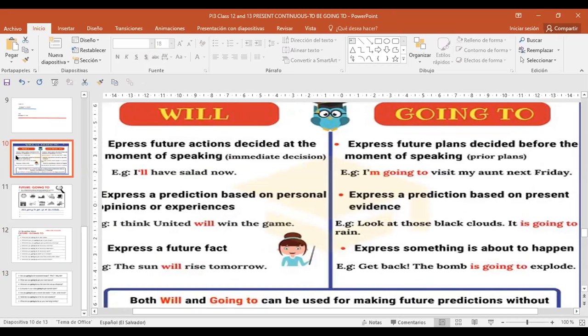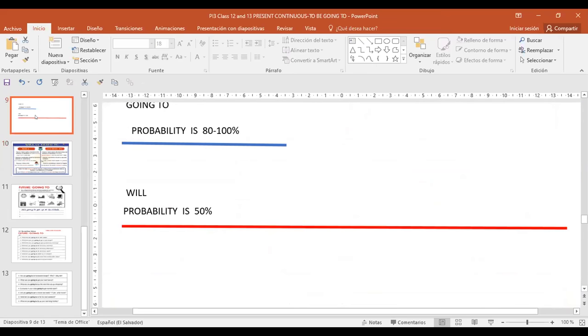About the difference between going to and will, right? In the image that you showed before, I remember that going to is the most probable, right? Yes, because 80% and 100%. And will has 50%, right? Yes, but this is regarding the time that it will take. Yeah, but please continue. But it means that will is another 50% safe. It's correct, it's more safe, the will.